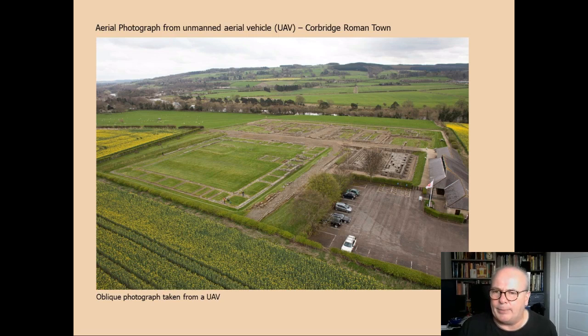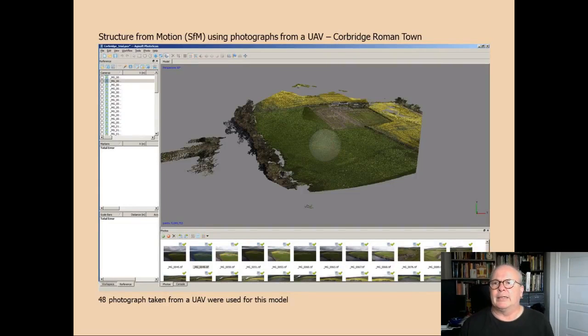And if we move on to the next slide, we can see here that using structure from motion and a whole series of photographs with a UAV, we end up with a three-dimensional model of Corbridge Roman town. This was done using 48 photographs. I didn't do it, somebody else did, and it probably needed quite a few more photographs to obtain a really good model. This is done in a program called, well, it's Photoscan in this case, but it's now Metashape, that allows you to take photographs from a whole series of angles and create a three-dimensional model from those photographs.